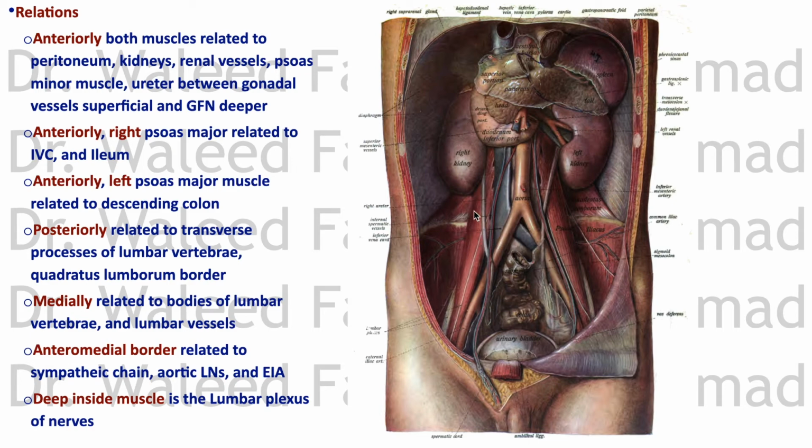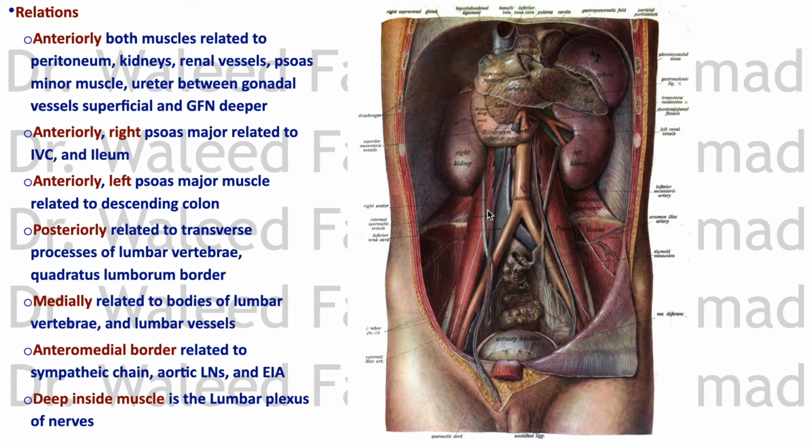Anterior also on the right side, the psoas major is related to the inferior vena cava, don't forget that, and coils of ileum. Anterior on the left side, it's related to the descending colon. So descending colon on the left side, and coils of ileum and inferior vena cava on the right side.